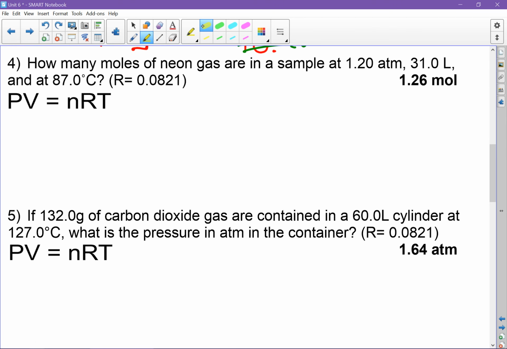Okay, so you're going to write your formula and find all the numbers that you need. So highlight those. I also want to figure out, it says how many moles. That's where I'll put my x. So the pressure number has atmospheres attached to it.